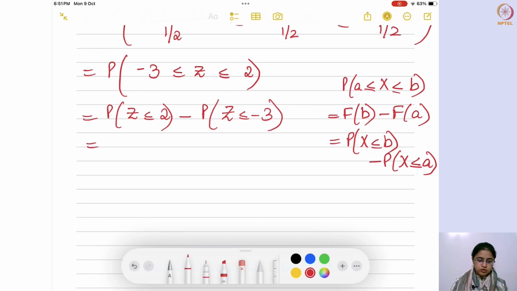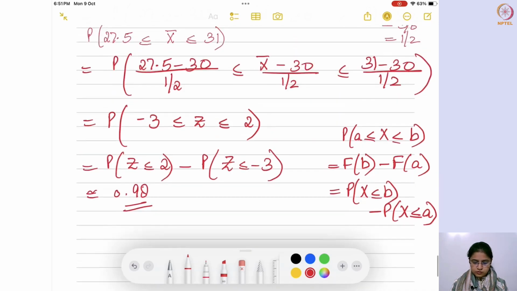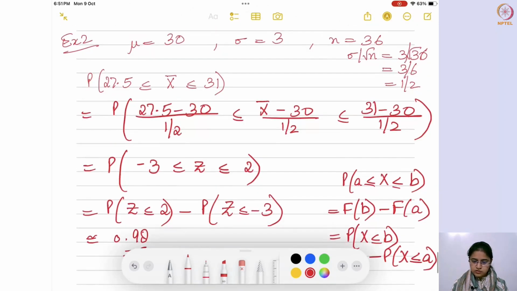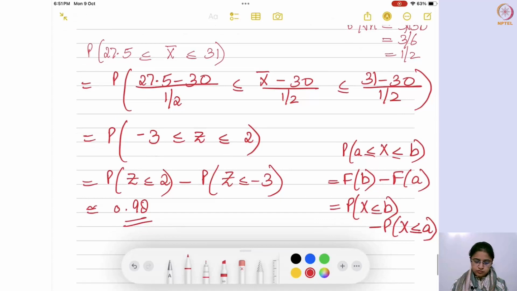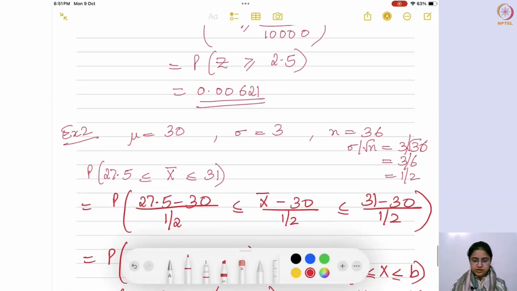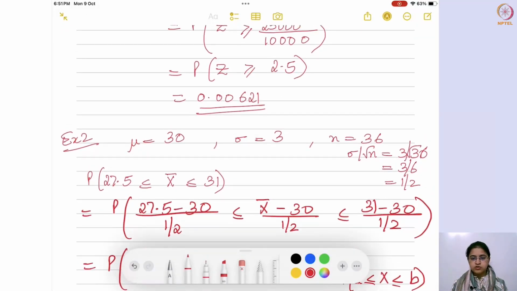If you look at the standard normal table and substitute these values, it would come to around 0.97 or 0.98. You can cross-check these values. The goal is to tell you the method, how it is done, and how to deal with any problem.